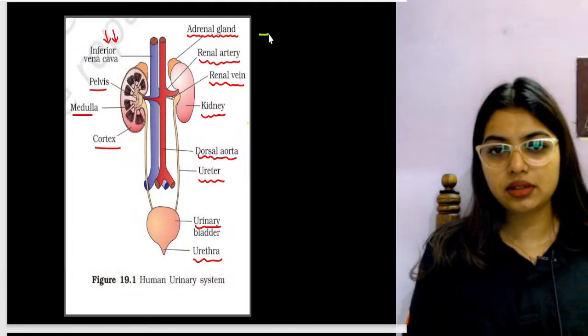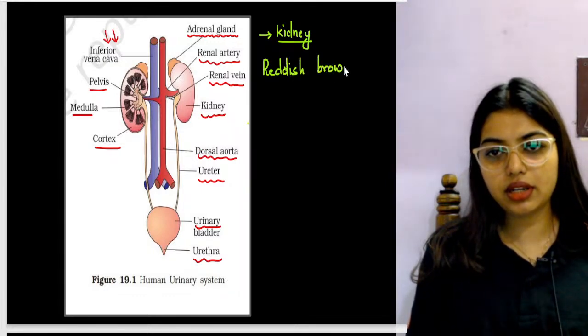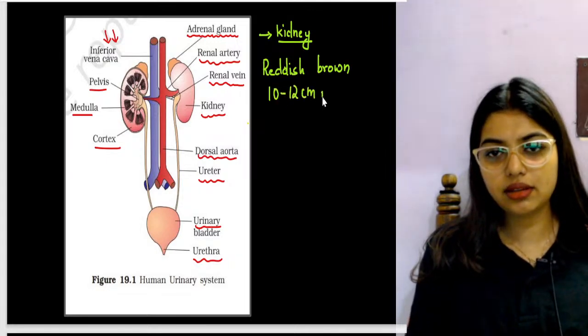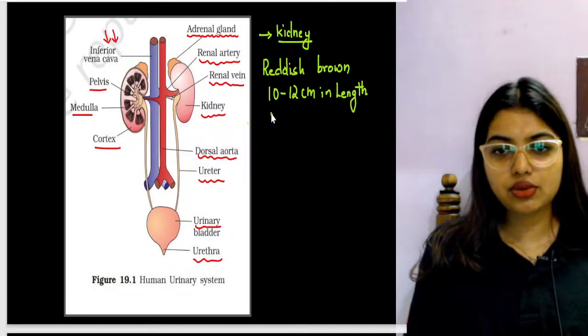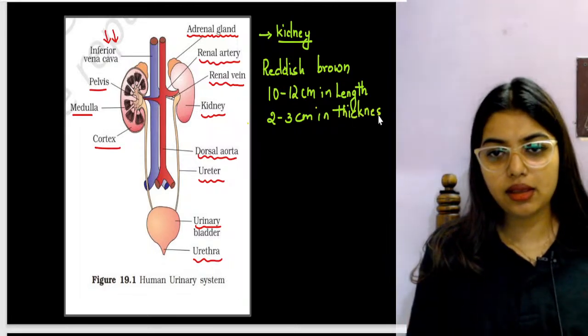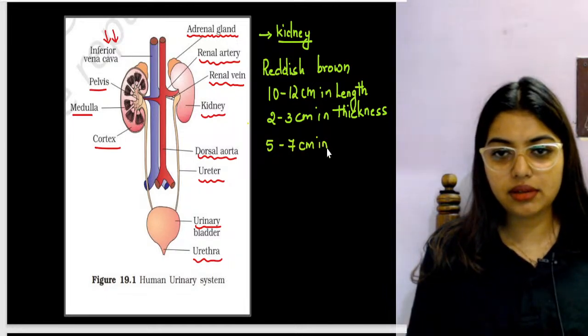So here just write this, about your kidney. Reddish brown color. Okay, reddish brown kidney. How much, students? 10 to 12 centimeter in length. 2 to 3 centimeter in thickness. This you have to know by heart. Again, match the following will come. 5 to 7 centimeter in width.